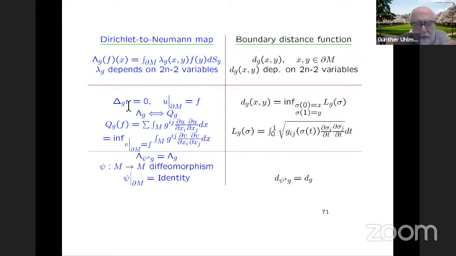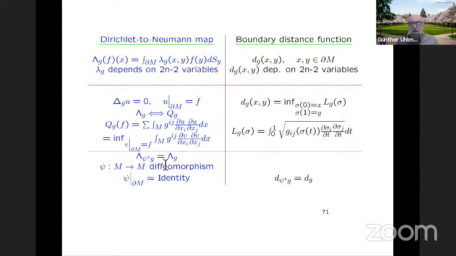And by looking at these quadratic forms, you can show that the problem is invariant under changes of variables. Both problems have the same abstraction. You take a diffeomorphism which is the identity on the boundary, and they have exactly the same abstraction.